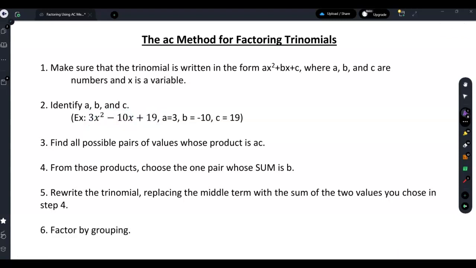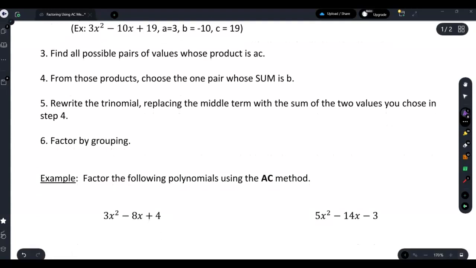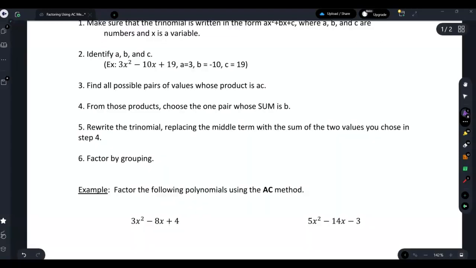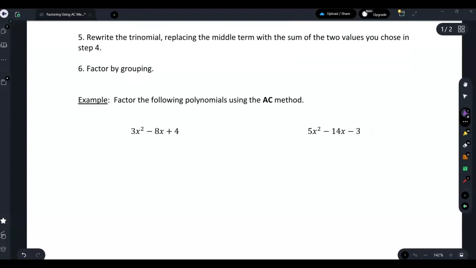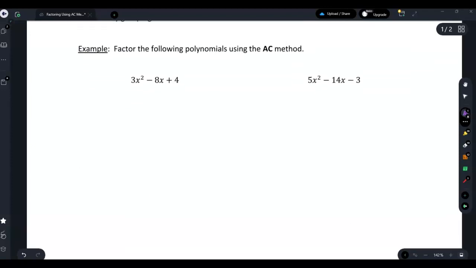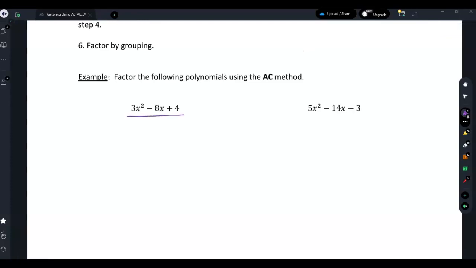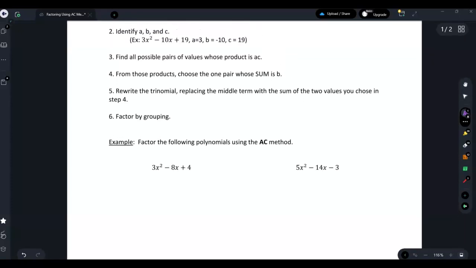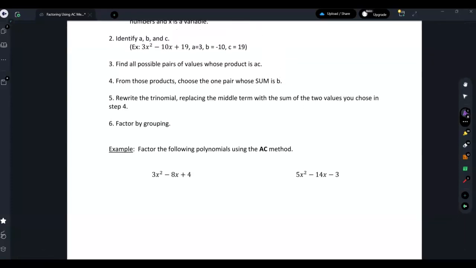These are the steps for going through the AC method, which is a method you use to factor trinomials. These are easiest to see with an example. So we're going to look at this first example, which is 3x squared minus 8x plus 4. The first thing I would do is identify what A, B, and C are. In this case, A would be positive 3, B would be negative 8, and C would be positive 4.